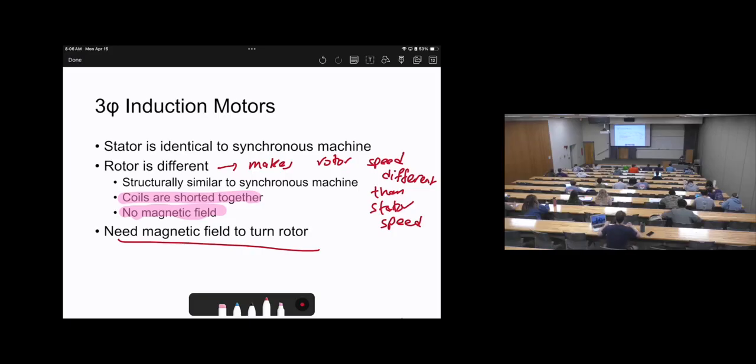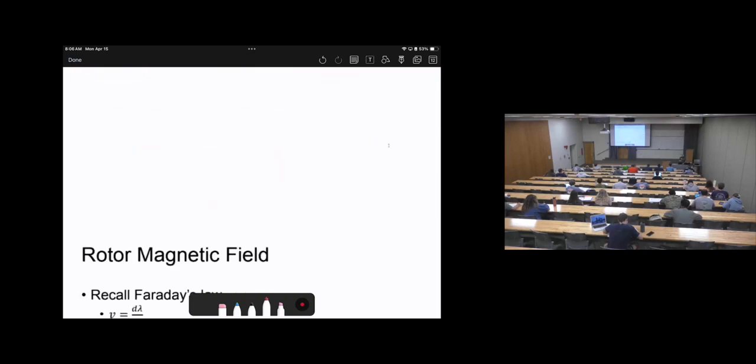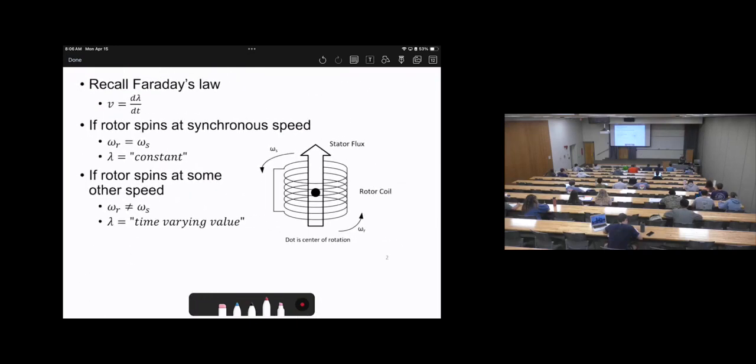We will call it synchronous speed, the stator. While the rotor is different, so it will be called rotor speed. So we will have two different speeds. Anyway, here is how the structure looks.